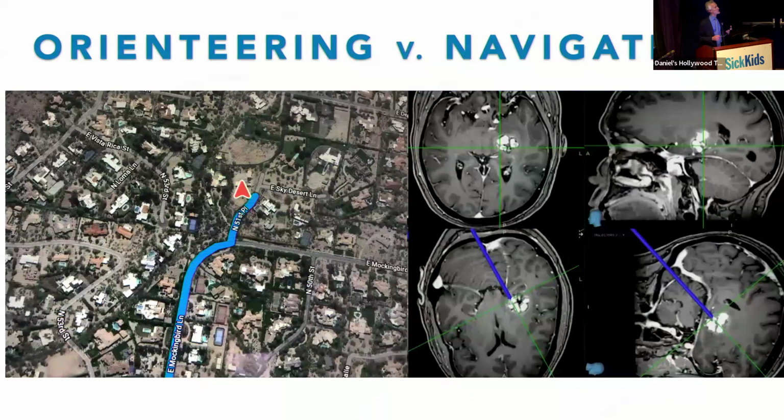So that's the creation of maps. And that was fun to pull together all the different concepts for cavernomas. But how do you use the map? One thing is this idea of orienteering, and not just being navigated in the operating room, but actually thinking of yourself as an orienteering neurosurgeon.